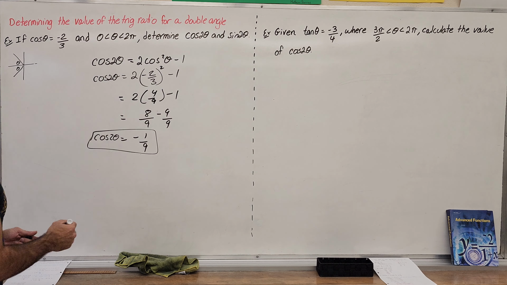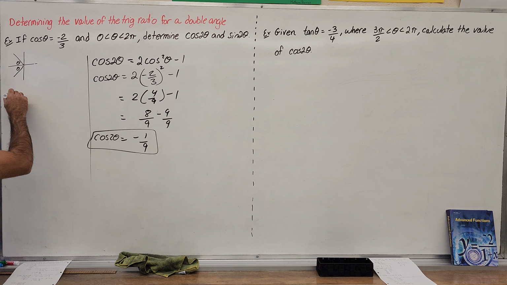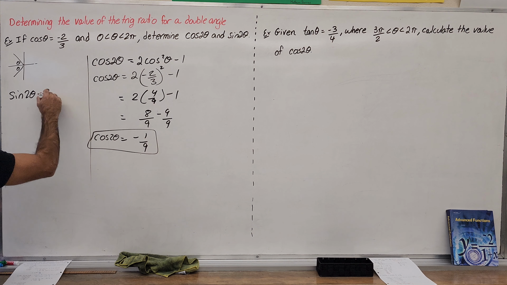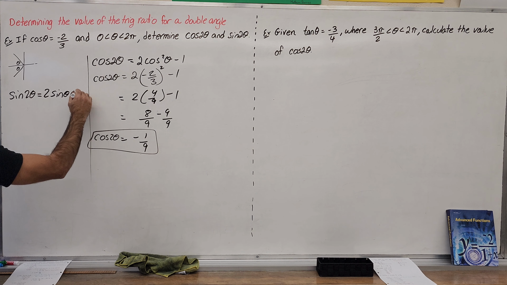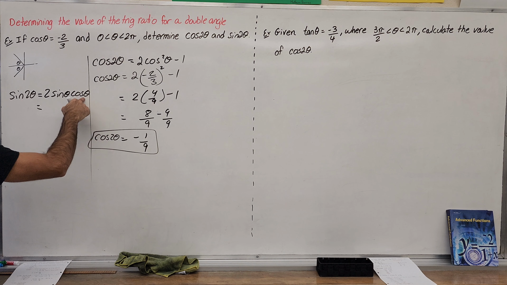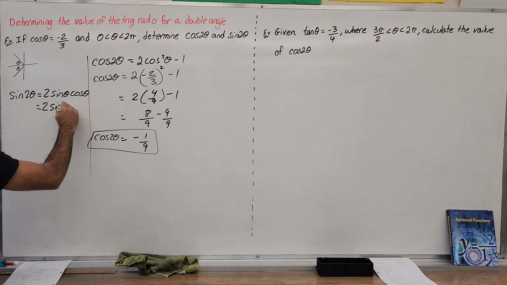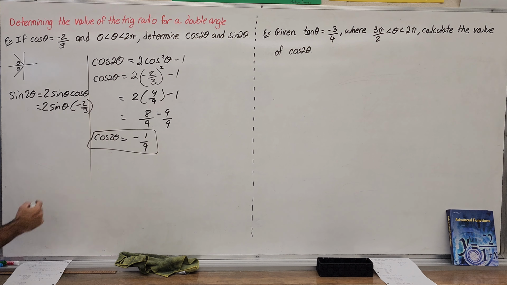Okay, let's do sine now. Do it on this side. Sine of 2 theta, well, that's an easy one. There's only one of them: 2 sine theta cos theta. I already know cos theta. It's negative 2 over 3.